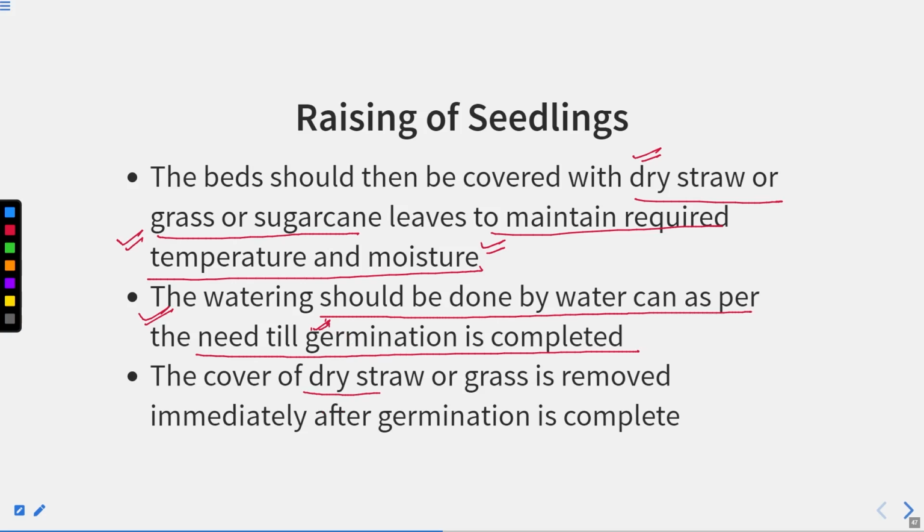The cover of dry straw or grass is removed immediately after the germination is complete, right? So we can cover it with the dry straw or grass, and that should be removed immediately after the germination is completed. So once the germination is completed, we can remove that straw or grass.